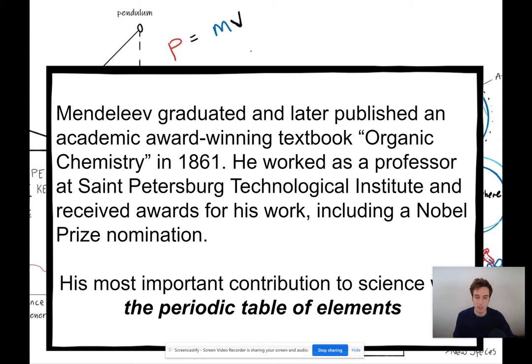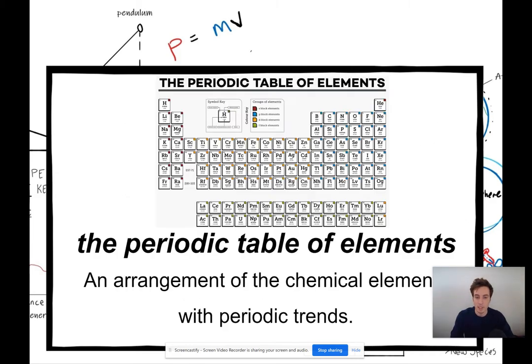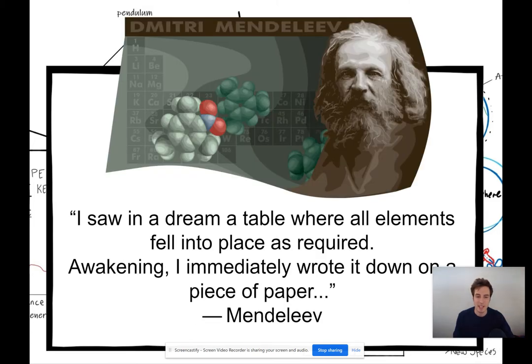His most important contribution to science was the periodic table of elements, which, if you're taking notes, this is a point to write down. The periodic table of elements is an arrangement of the chemical elements with periodic trends. Mendeleev claimed that he had a dream show him the idea of the periodic table. "I saw in a dream a table where all elements fell into place as required. Awakening, I immediately wrote it down on a piece of paper."